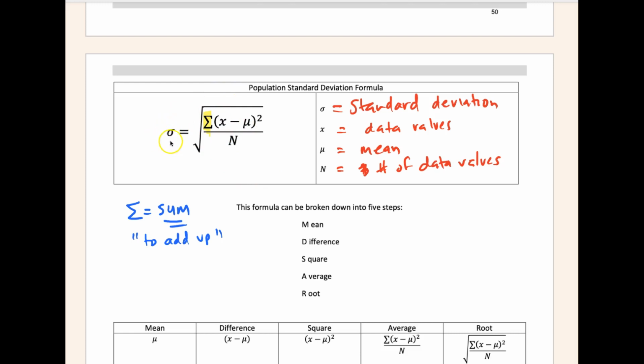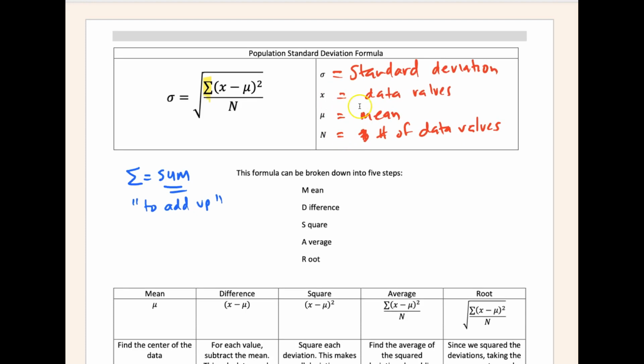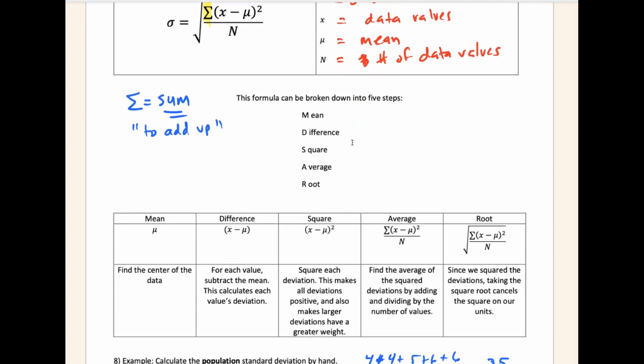This is the symbol for population standard deviation. It's called sigma. Again, we'll talk more about that, especially in statistics. But it's just the unique Greek letter we use to signify we're calculating the standard deviation. So it stands for the standard deviation. And so looking at those values here, X stands for the data values, this stands for the mean, and this is the number of data values. Let's look at an example and we can go back.